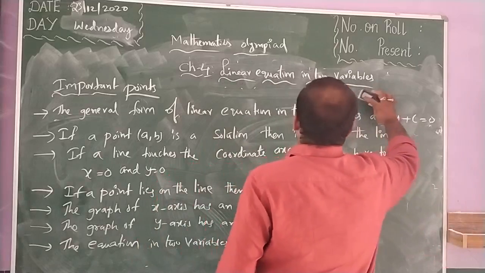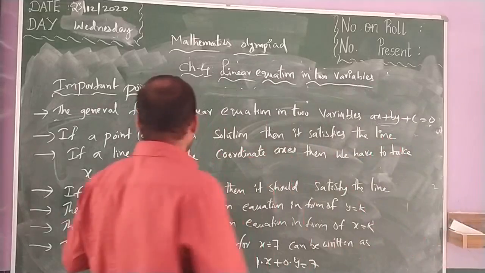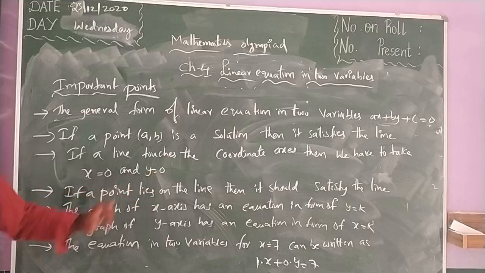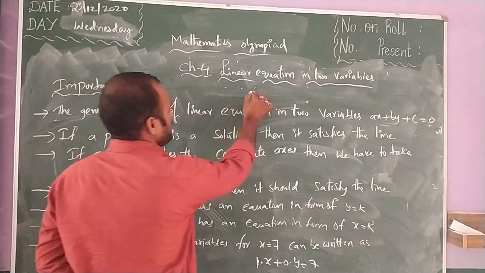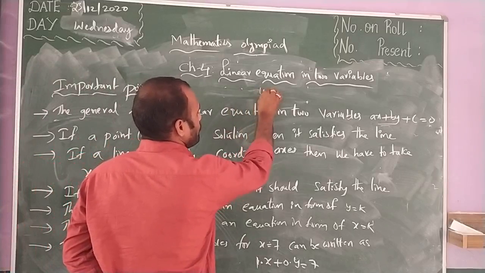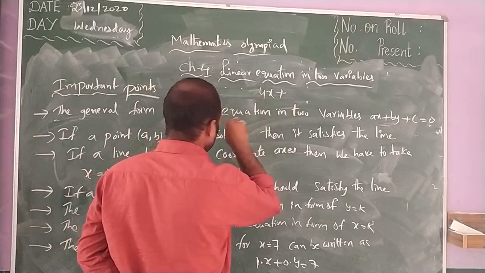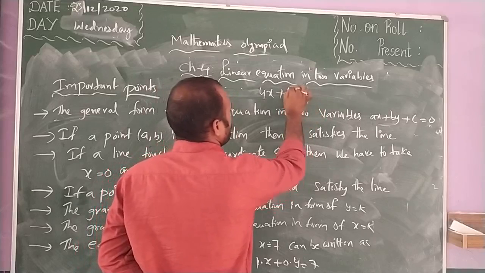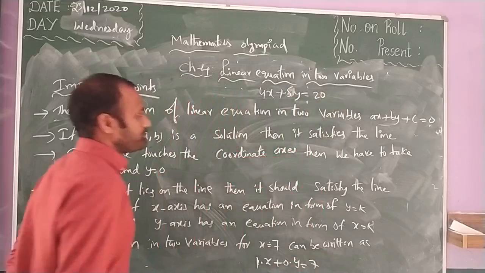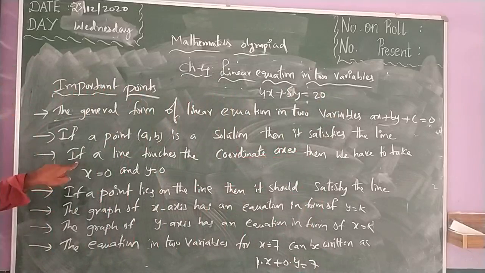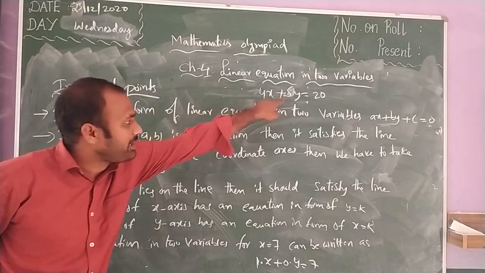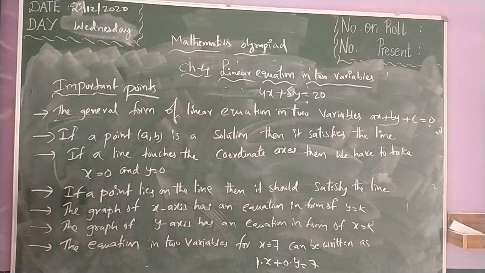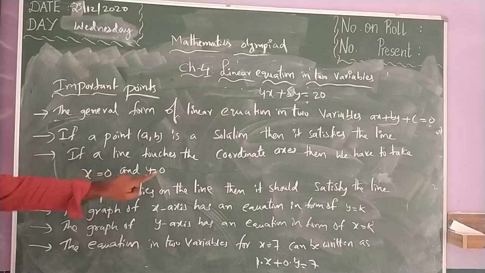Next, let us discuss the third point. If a line touches the coordinate axis, we have to take x = 0 and y = 0. So let us take an equation like this: 4x + 5y = 20. If 4x + 5y = 20 touches the coordinate axis, then we have to take x = 0 and y = 0.